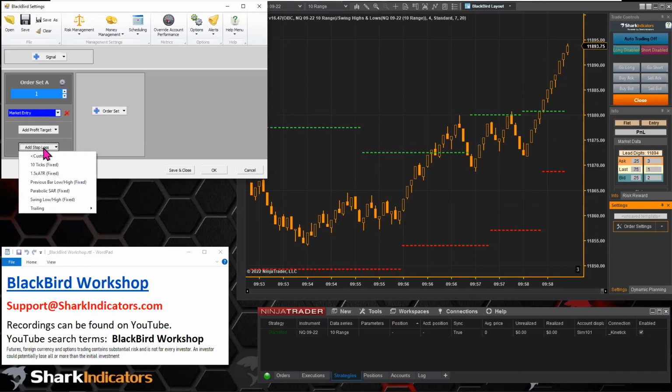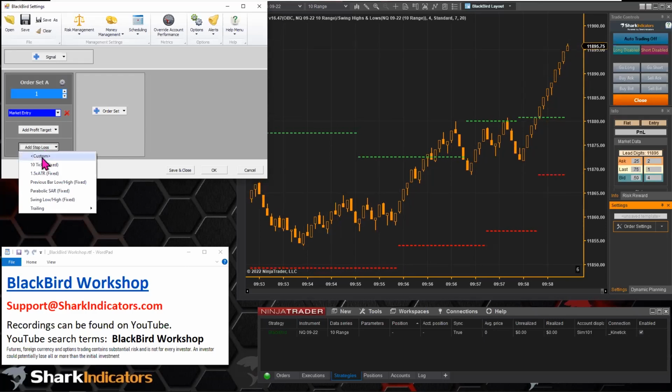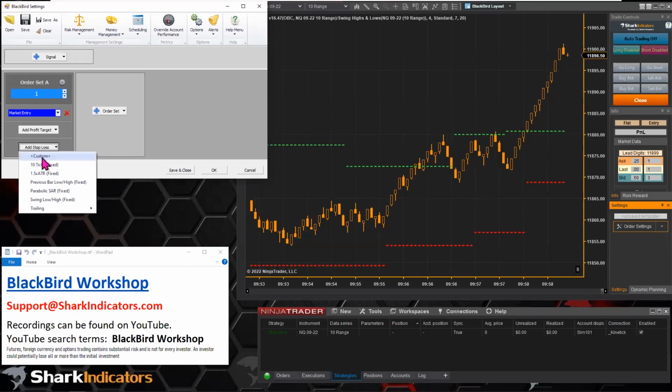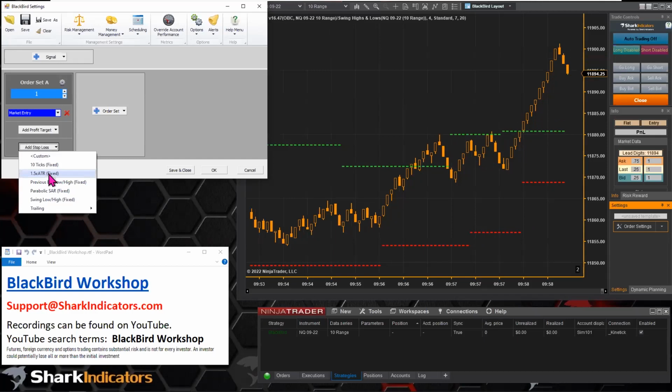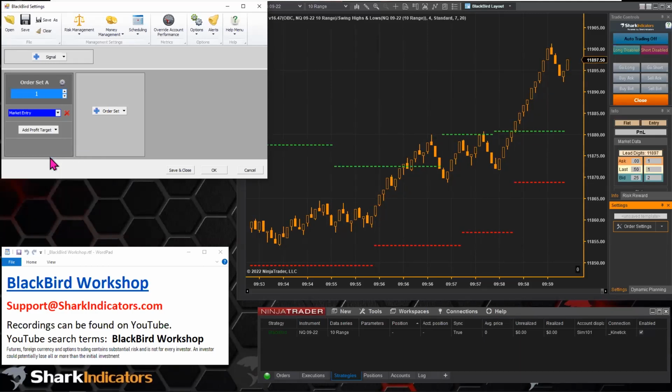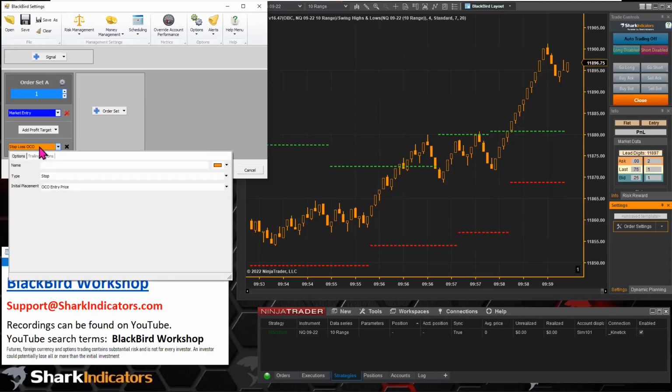And I'm going to start with a custom, so we'll start from scratch here. Normally, I would probably just start with the ATR one and then modify it, but we'll take this completely from scratch here. So picking custom to start off with.